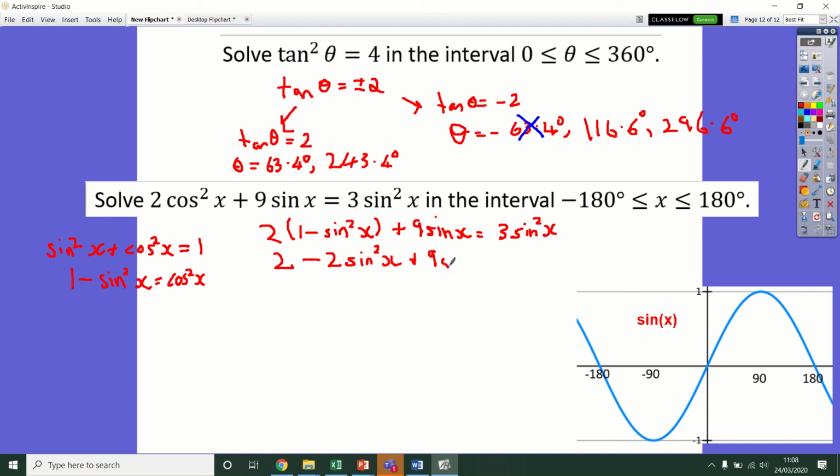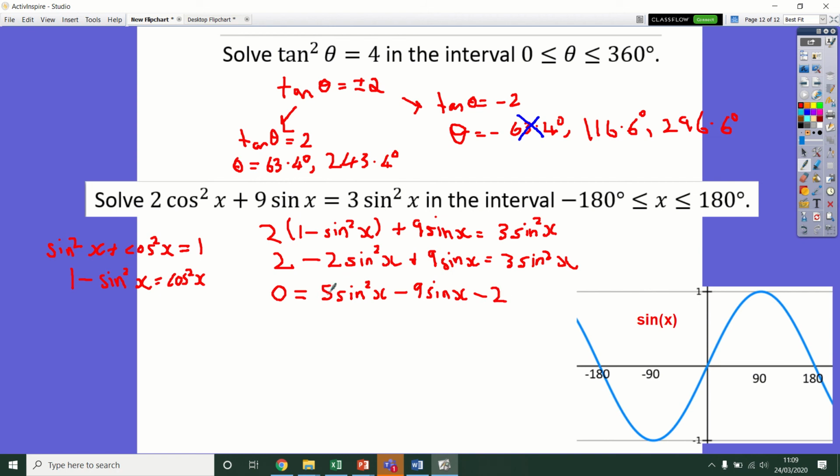Plus 9 sine x equals 3 sine squared x. Okay. Now I can think of these terms as being the terms of a quadratic equation. If I collect everything together onto one side, I'm going to put it on the right-hand side. You're going to get 0 on the left, and that's going to equal 5 lots of sine squared x. I'm going to be subtracting 9 sine x, and I'm also going to be minusing this 2.